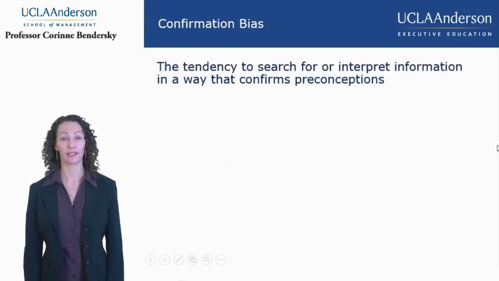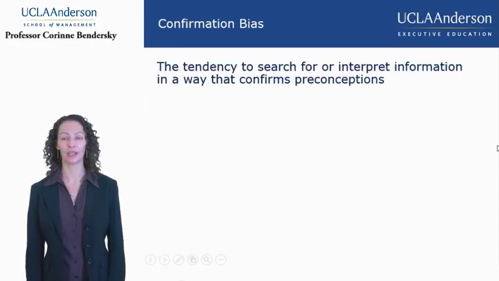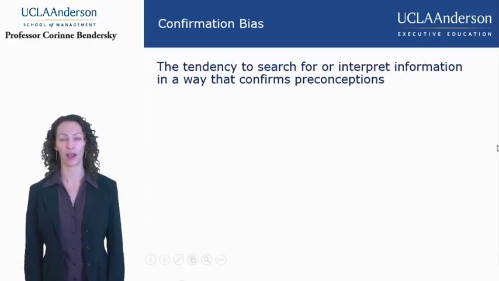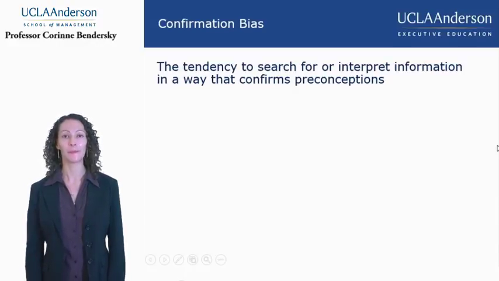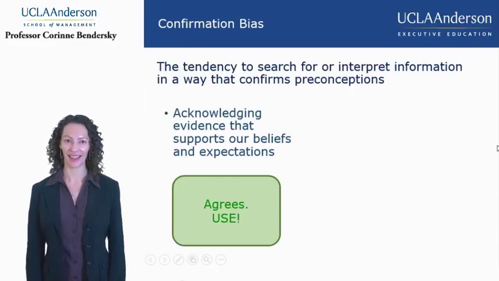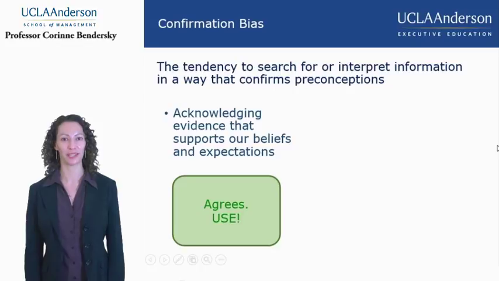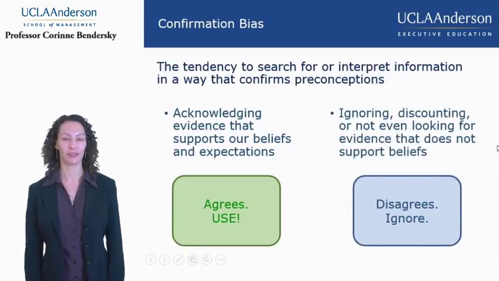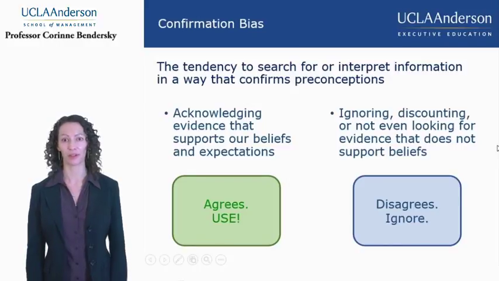The confirmation bias is our tendency to search for or interpret information that confirms our preconceptions. Most of the time when we're making a decision, we have some favorite. We have some belief about which of the options is likely to be the best. That preference focuses our search for an interpretation of evidence in biased ways. We really like information and evidence that supports our beliefs and expectations, and we tend to discount, ignore, or even not even look for information that does not support those beliefs.